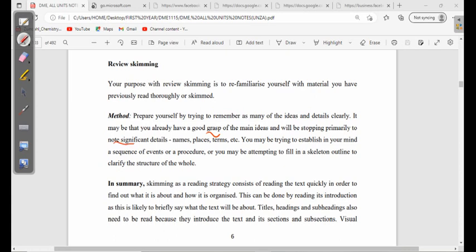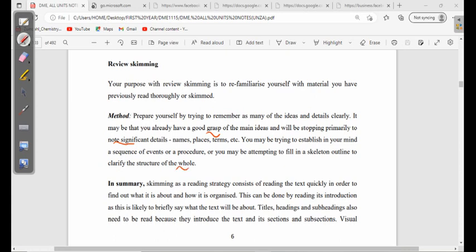For example, you are trying to remember what you already read in preview and overview. So you are trying to remember, and if you can't remember now, you start reading through some significant things. You may try to stop and read them in more detail, just to get that understanding. So you may be trying to establish in your mind a sequence of events, or may be attempting to fill in a skeleton outline to clarify the structure of the work.